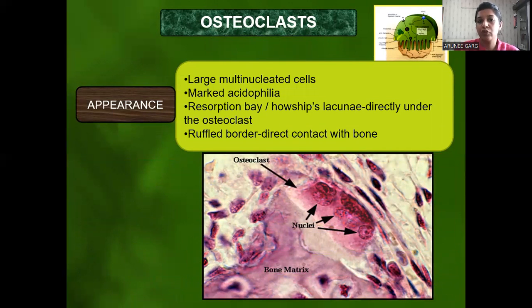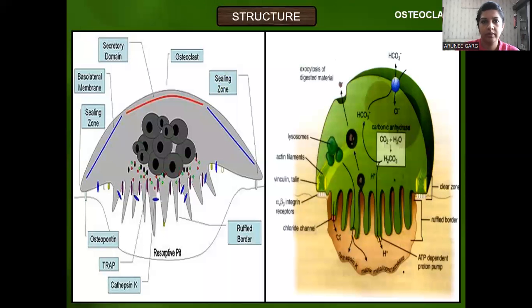The appearance of osteoclast is they appear as large multinucleated cells. They have marked acidophilia. Resorption or Howship's lacunae are found immediately under it. And they have a ruffled border in direct contact with the bone. Here you can see the structure of an osteoclast. This is the ruffled border. This is the resorption pit or the Howship's lacunae.